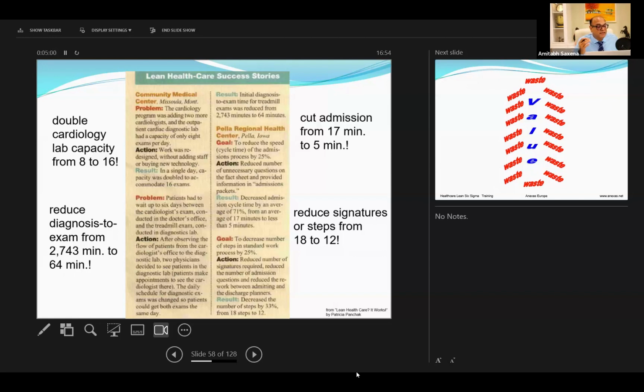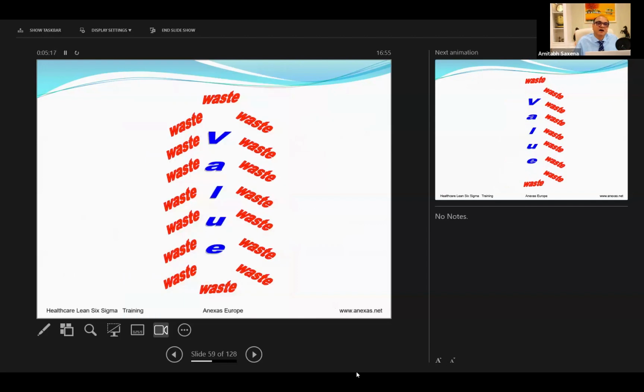Similarly, we reduced the diagnosis to exam time from 2,700 minutes to 64 minutes. Similarly, we cut down the admission from 17 minutes to 5 minutes. We reduced the signatures. Approvals are a big waste. These are all good case studies which we have published in various newspapers and articles. I myself presented in many NHQ conferences and American Society of Quality World conferences. Those who joined a little late, I did show some photographs of me making presentations in different conferences also.